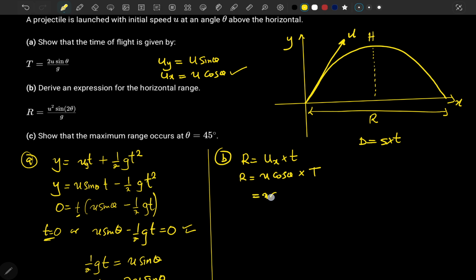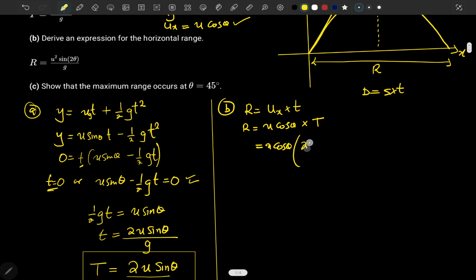So this is u cos theta. The value of t is what? It's here. It's 2u sine theta over g. Do the substitution there. Perfect substitution. We now expand. There's u here and there's u there, which are going to give you 2u squared. Then there's cos and sine multiplying, so we get cos theta sine theta, and this will be divided by g.